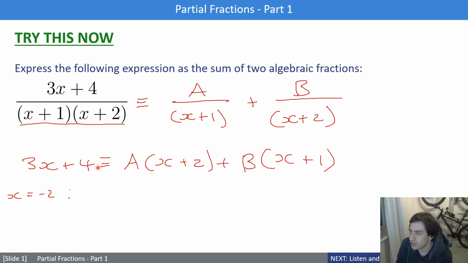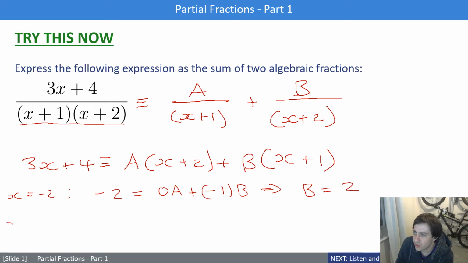Notice I just added an extra line here because technically these are identities. It should work for any value of x. So we'll get minus 6 plus 4 is minus 2, and in this case it's equal to 0 lots of A plus minus 1 lots of B. So that tells me that minus 2 equals minus B. B is therefore equal to 2.